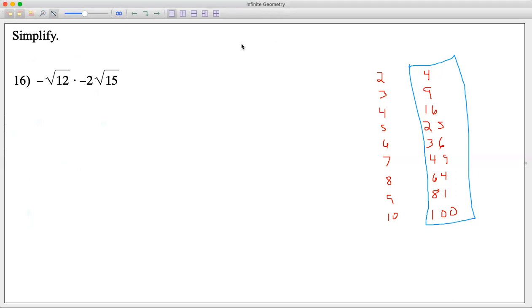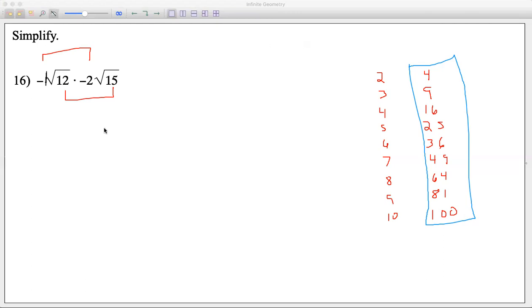This one looks interesting. All right, let's see. Remember, there's always a 1 if there's no number, so that's really a negative 1 that's in front. So let's see, outsides with outsides, inside with inside. Now, some of you may ask, should I already see that 12, so I know I can pull out a square root of 4? Should you do that before you multiply? You can. It certainly would make the numbers smaller rather than multiplying 12 times 15. I'll show you both ways.